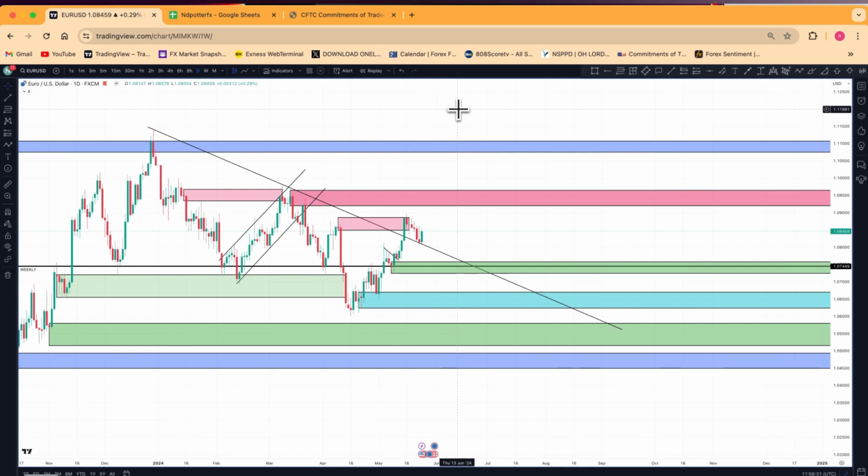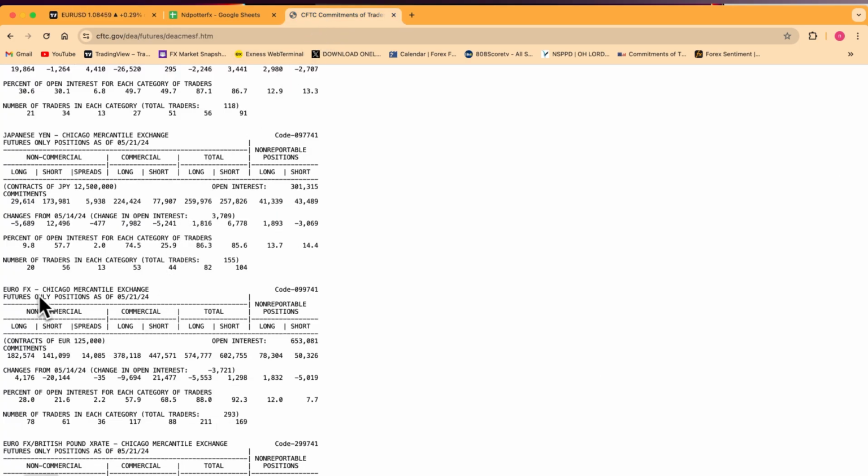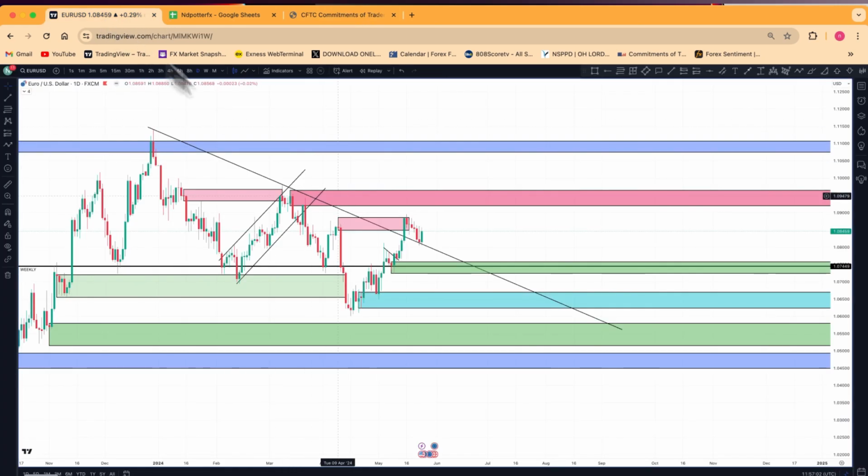If you watch the video, you will know that this is exactly what I explained. Sorry guys, and I said that for the past few weeks now, the high institutions have been reducing their short position, increasing their longs. So now, with what we have seen on the CFTC data this week, the long increased and the short decreased massively.